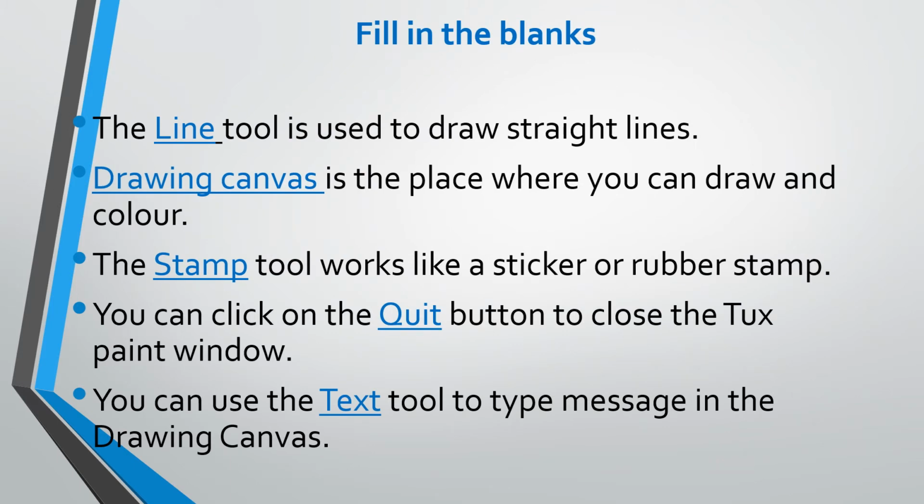Now look at the first sentence. The dash tool is used to draw straight lines. You will write line over here. The line tool is used to draw straight lines. Second one is dash is the place where you can draw and color. So drawing canvas is the place where you can draw and color.